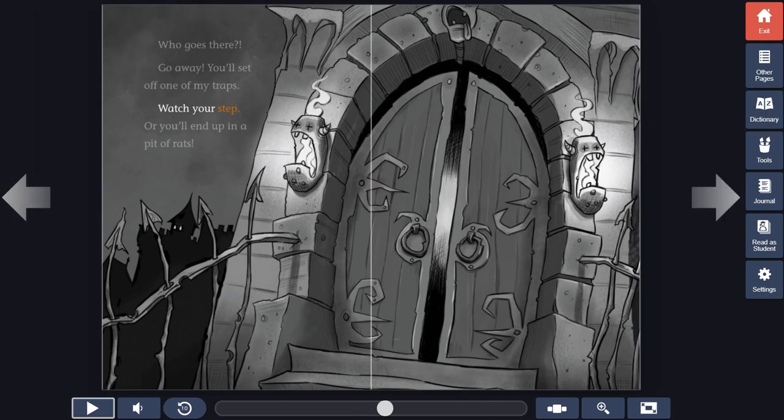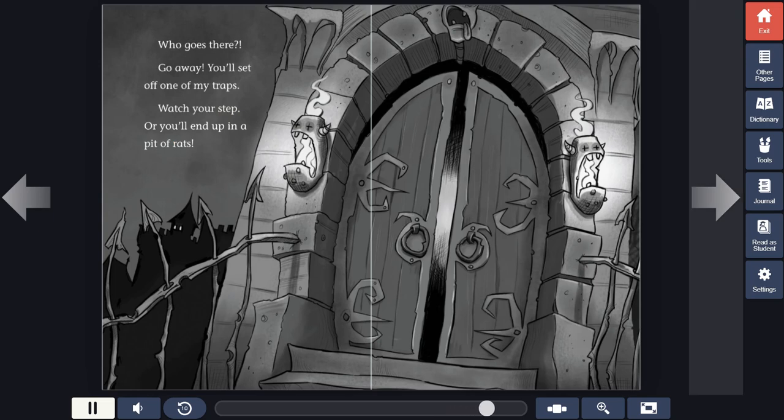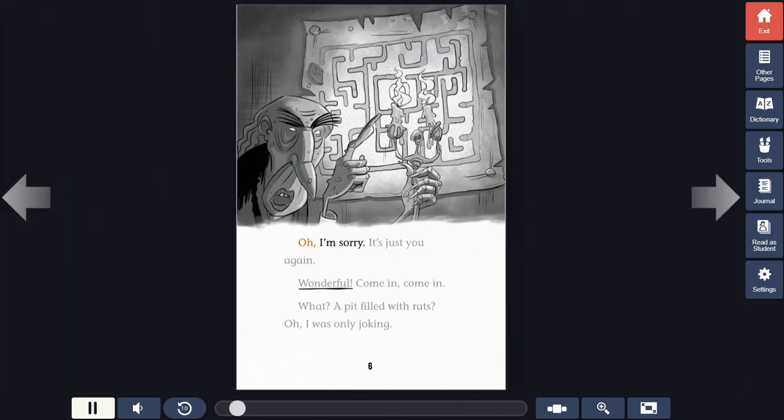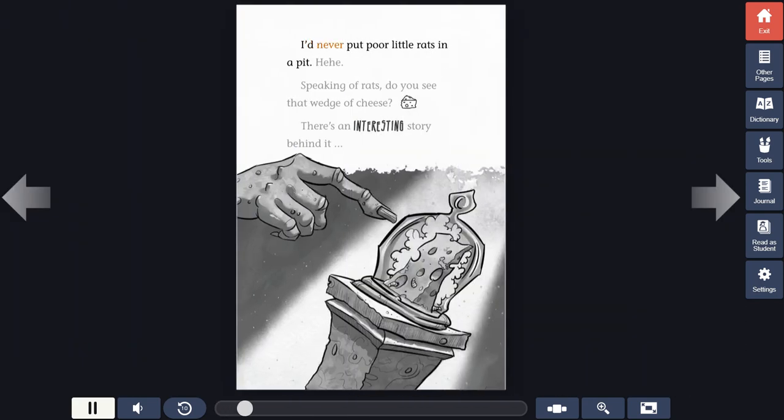So let's continue. Watch your step, or you'll end up in a pit of rats. Oh, I'm sorry. It's just you again. Wonderful. Come in, come in. What? A pit filled with rats? Oh, I was only joking. I'd never put poor little rats in a pit.